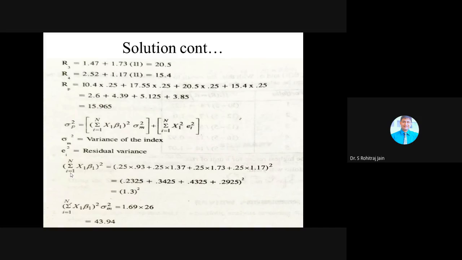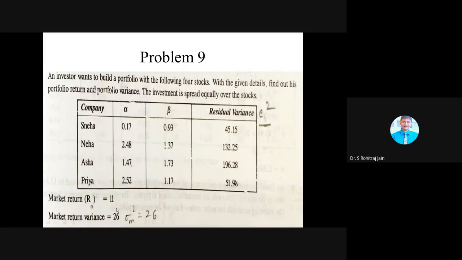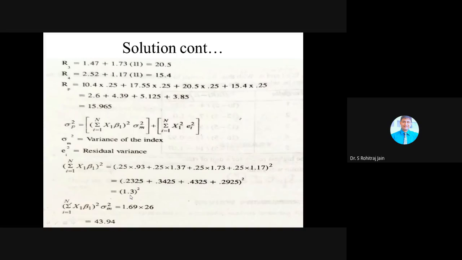1.3 whole square, or directly you can write here 1.69. Correct? 1.3 whole square is 1.69. So what we are calculating now, only this part we are calculating. We have to multiply that with the variance of the market. How much have they given me as the variance of the market in the problem? See here, they have given me market return variance is 26. So whatever value we have got here, we have to multiply by 26.